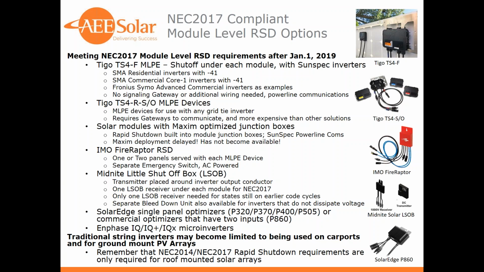And then the commercial optimizers that have 2 inputs, most notably currently the P860. Since each module is separately plugged in, the voltage stays under that. For the single input commercial optimizers like the P730, where you do connect 2 modules in series, you've got to be careful about that string of 2 being over voltage, so it might not be applicable, and you have to move to the P860 for commercial optimizers.